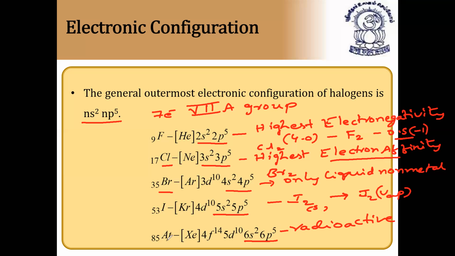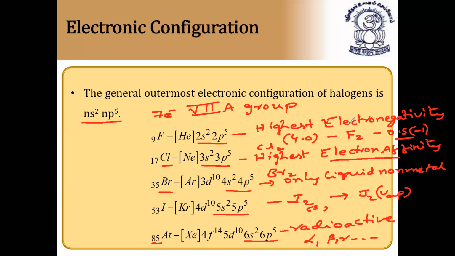Its atomic number is 85. Above 80, all elements are radioactive. They undergo alpha, beta, gamma radiations, so these radioactive elements will be studied in nuclear chemistry. I hope it is clear. So the general electron configuration and the important points I have discussed, please note down in your classwork.